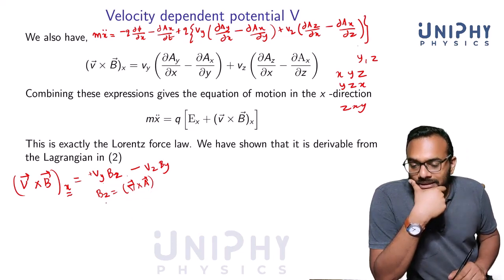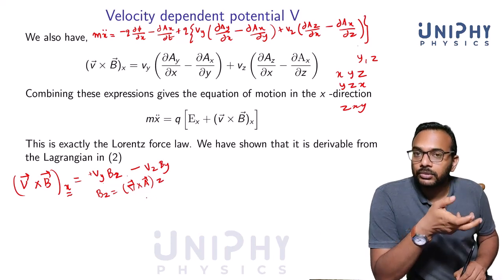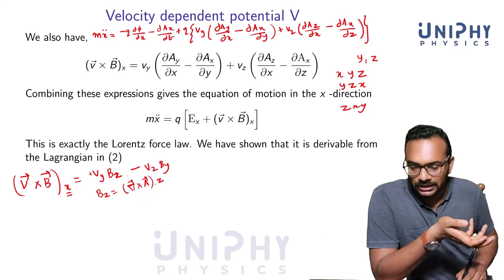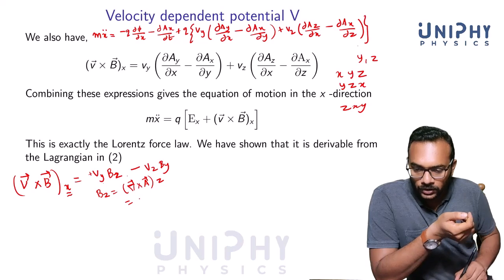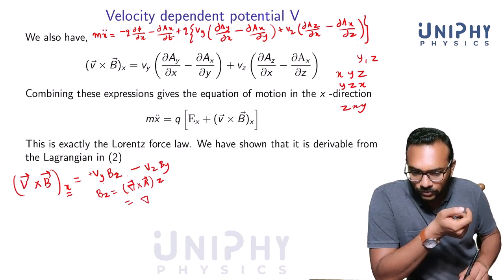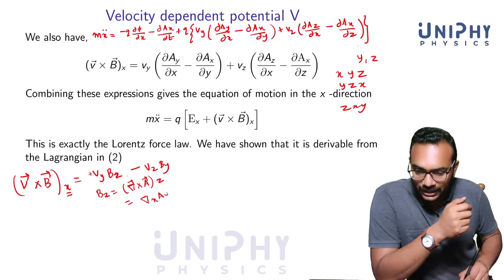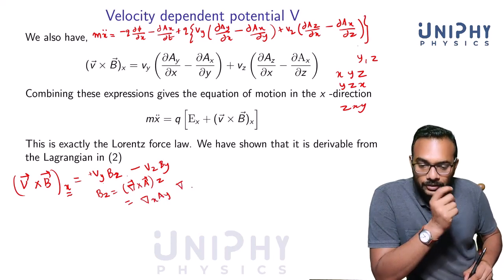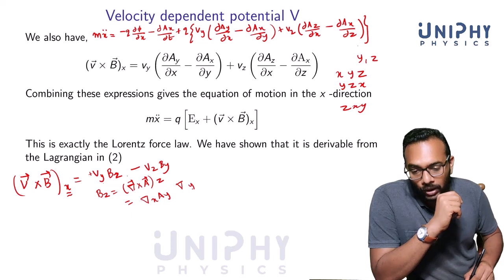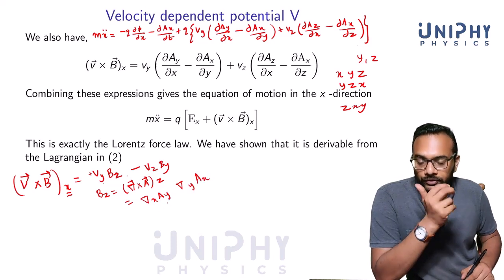What's this Bz? Bz is the z component of del cross A. What's the z component of del cross A? Again, do the same thing as I said. You have got a del; be careful because this is an operator, but it's possible to generalize this. Already you have got a z here, that's one way to remember. So you'll have a del x Ay and a del y Ax. Now you have to fix the sign here.